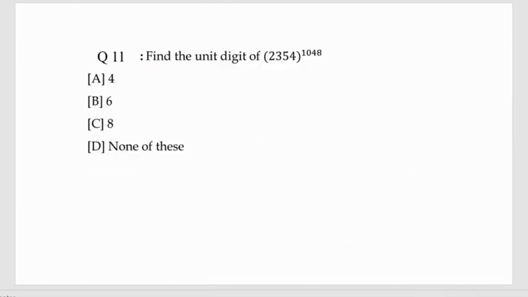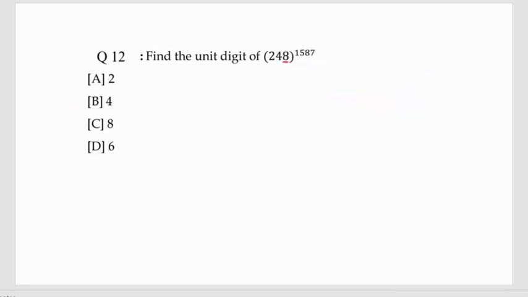Let's do some questions now. So see, last digit is 4. In 4, what we will check? The power. If the power is even, then it is 6. If the power is odd, then it is 4. I hope you got the answer. The power is even, so my answer is 6 here.